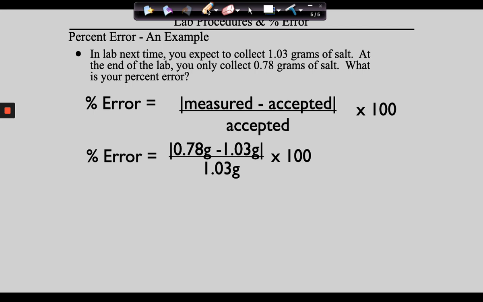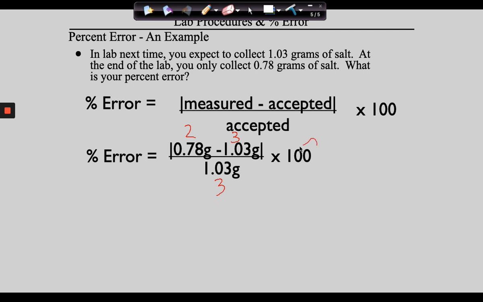How many significant digits are in 0.78? 2. If you want to write this down, you can. How many significant digits are in 1.03? 3. Guys, how many significant digits are in 100?